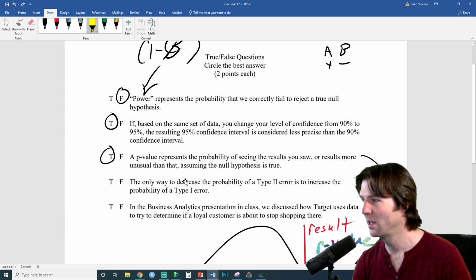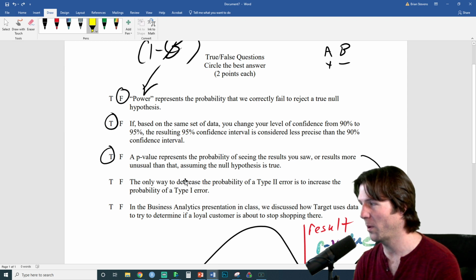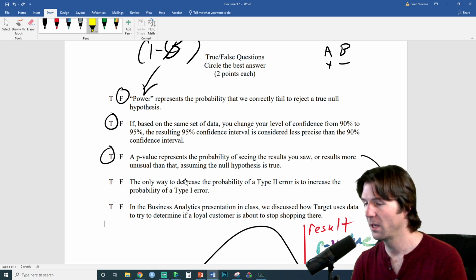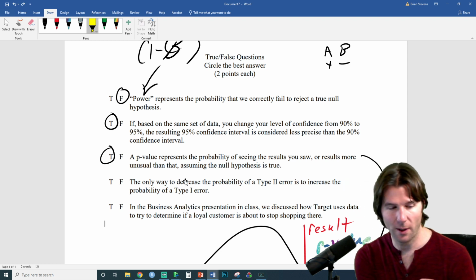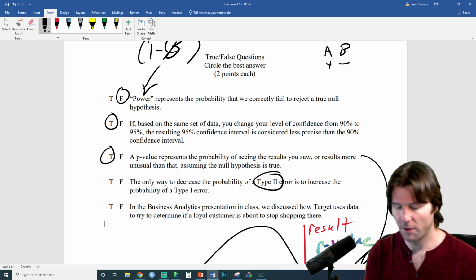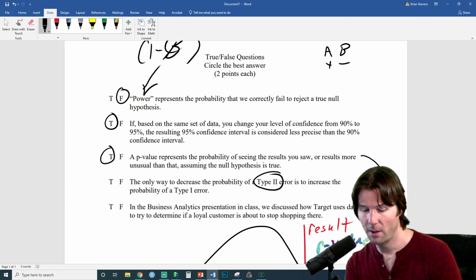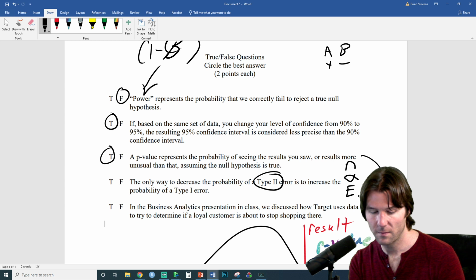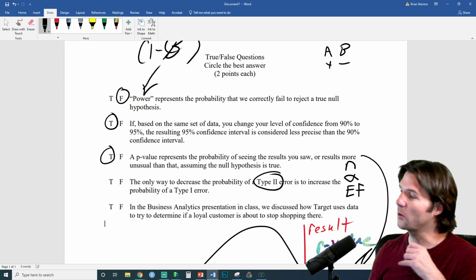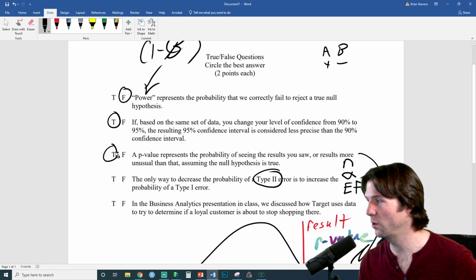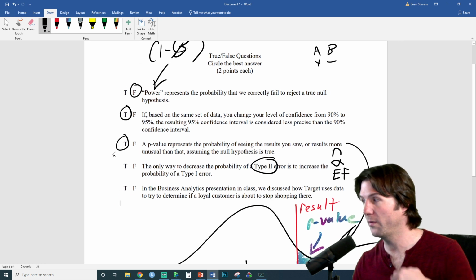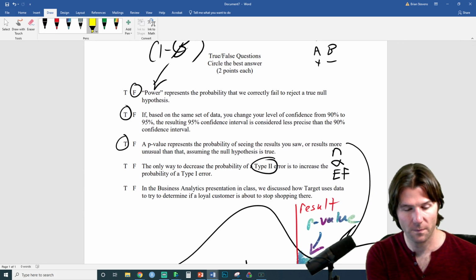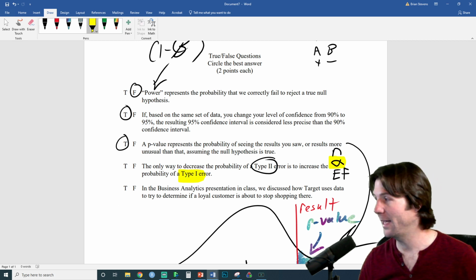The only way to decrease the probability of a type 2 error is to increase the probability of a type 1 error. Nope. There are 3 things that go into a type 2 error: sample size, alpha, and effect size. These are the 3 things right here that go into a type 2 error. So if you notice, one of them is a type 1 error.